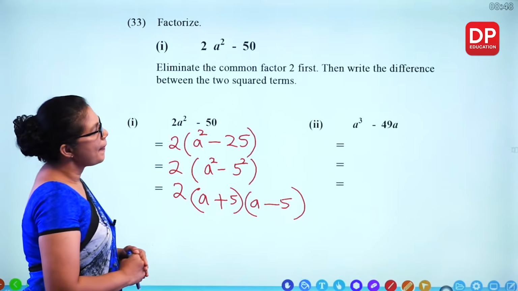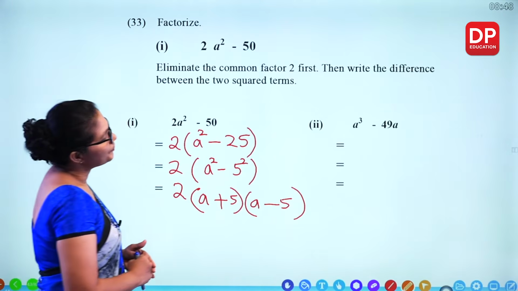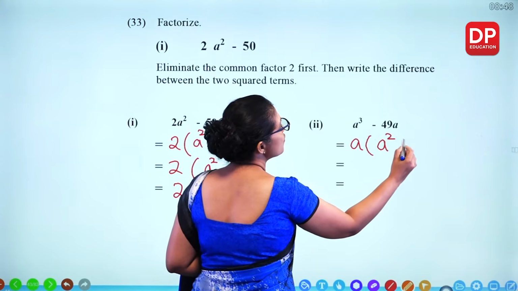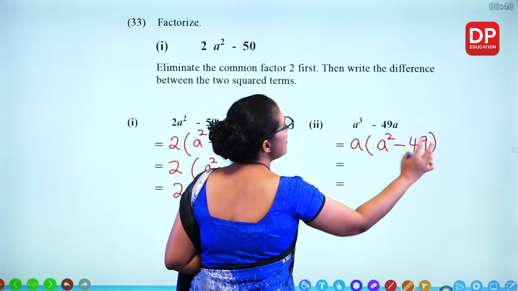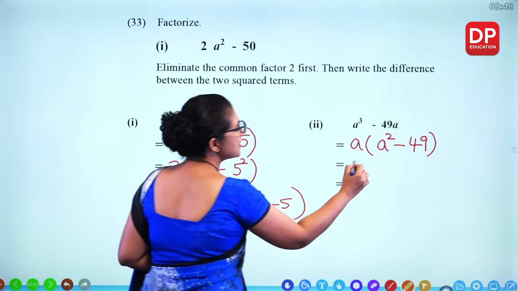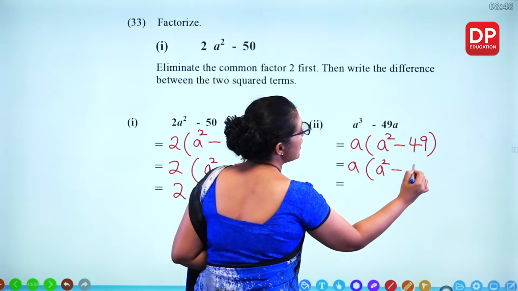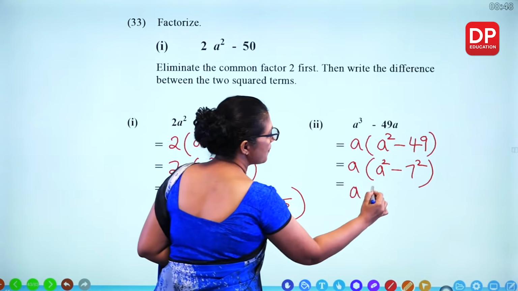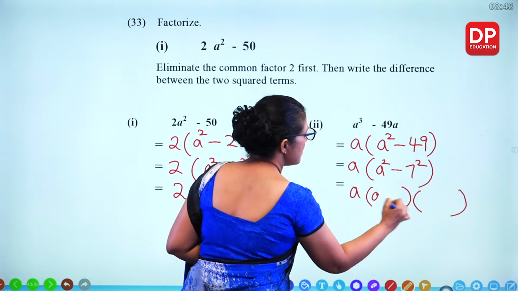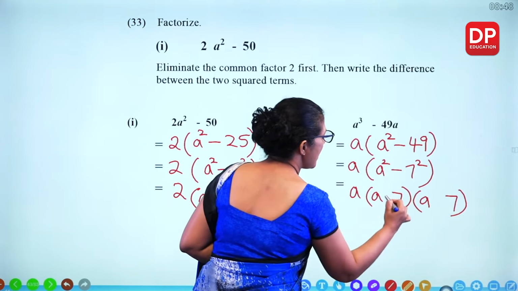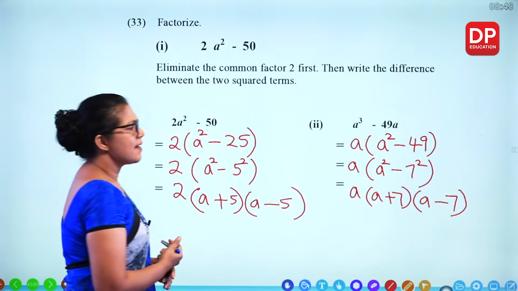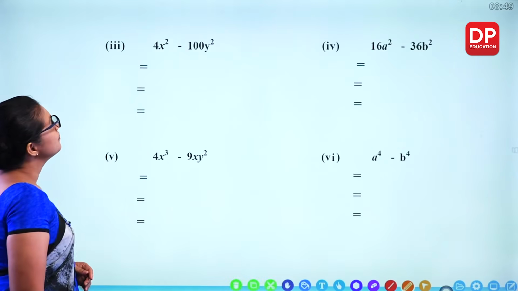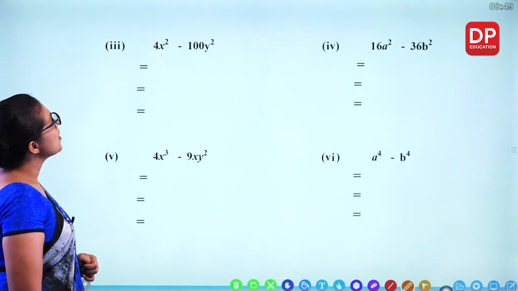In this one, what's common? I can see A, you can take it out. Then you get A squared minus 49. Both these are squared numbers. You can apply difference between two square terms. I can write this one as plus 7 and minus 7. Now try to factorize these ones.